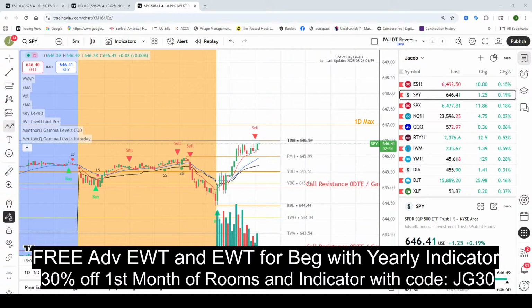NQ doesn't seem to be in a rush to get anywhere. Probably not. With NVIDIA reporting after the bell, consolidation today would be a very common theme, or likely theme. $646.49 is the high of the day, 1 penny short of new all-time highs on the SPY.